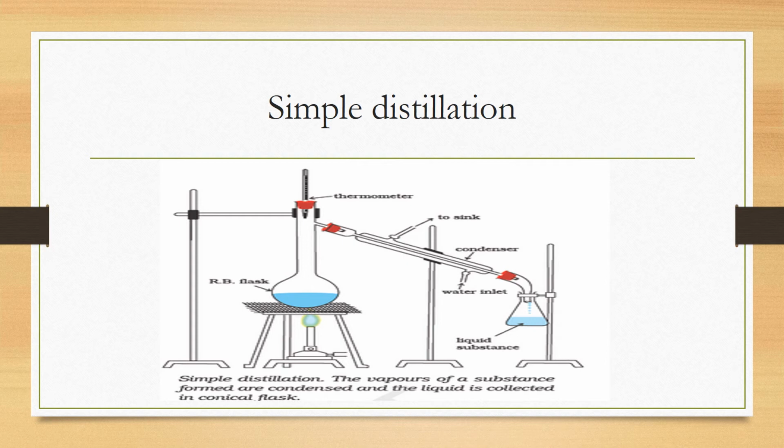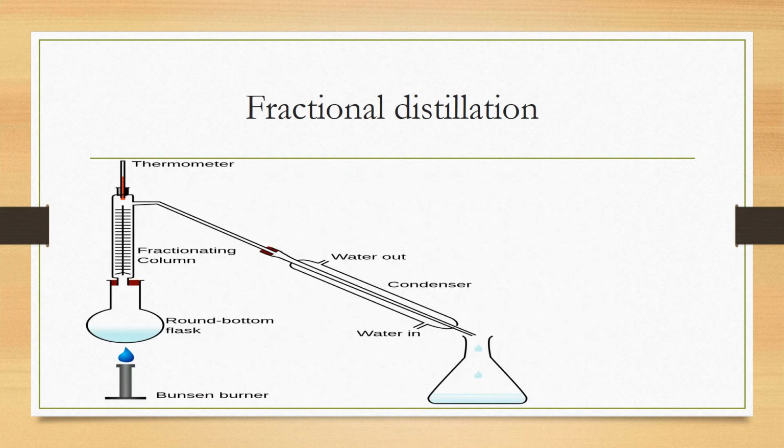Now lastly we have fractional distillation. The fractionating column is what makes it different from the simple distillation setup, right? That's here, the fractionating column. I'm sure you can see it. It can be round glass beads as our fractionating column. So everything is exactly the same as simple distillation, except that here we have what you call the fractionating column, right?